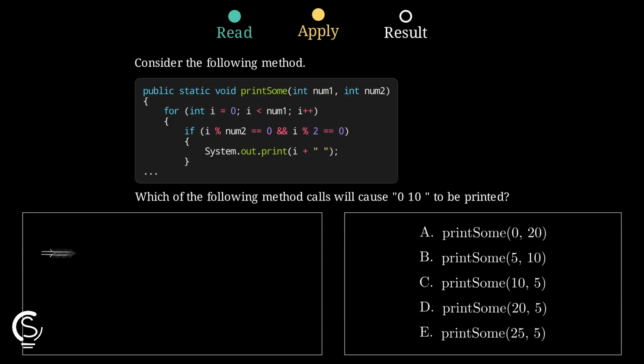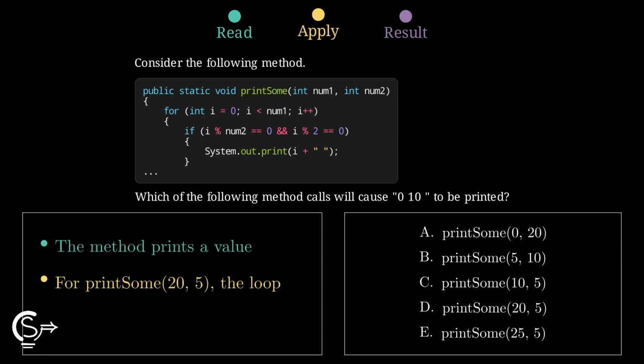Looking at option D, we use 20 and 5. The loop checks every integer from 0 up to 19. It prints 0 because 0 is divisible by 5 and also even. Next, it skips to 10, the next even multiple of 5. Since the loop stops at 19, we reach our final answer.